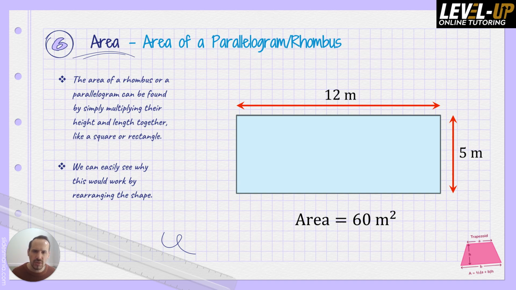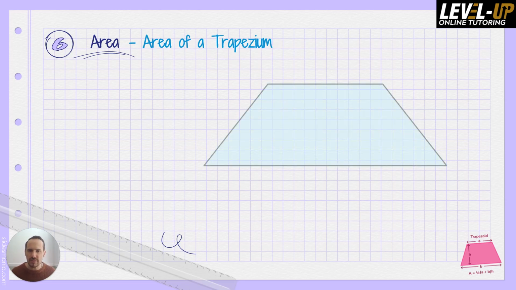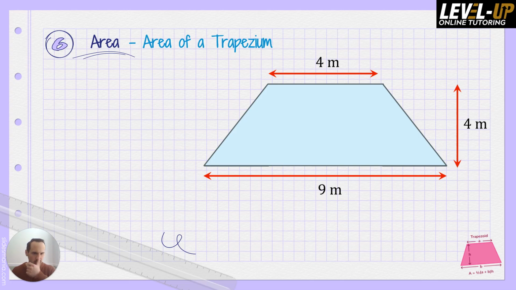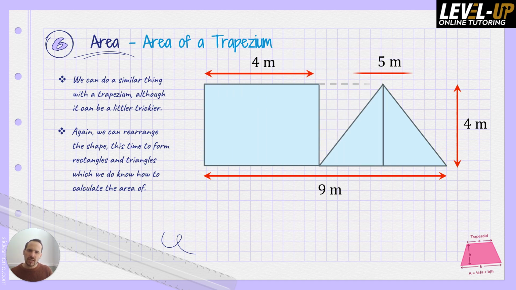So, okay, that's how it works with parallelograms. It's a similar thing for a rhombus. We're going to look at the trapezium because that one could be a little bit more complicated. We need these two side lengths, the top and bottom parallel side lengths, and then the perpendicular height. So we do a similar thing with a trapezium, although it's a little bit trickier. We can rearrange the shape to form triangles and rectangles like this. And you imagine I could rearrange it kind of like this. And you can see I can now infer that other width of 5 meters.